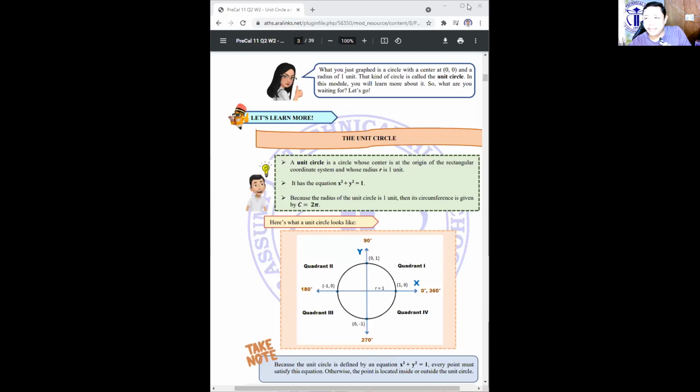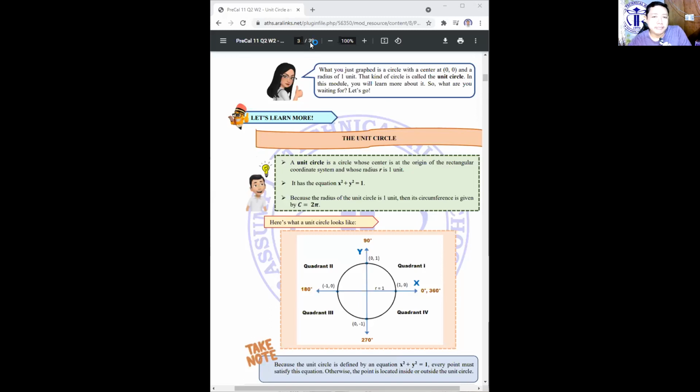Okay, so we're now here in our Unit 2, Week 2 lesson for the second quarter. And as you have noticed, our SLM is quite long. It's 39 pages. However, this is very easy.